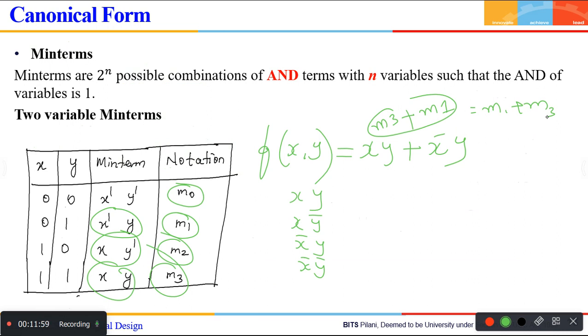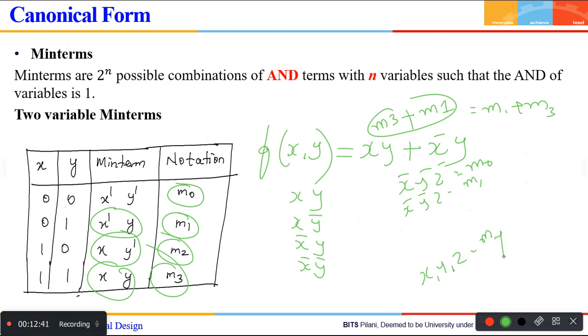It can be two variables or three variables. Can you tell me how many min terms will come for three variables? Eight. For four variables you will have 16. Understood? Does the order matter? Of course, it starts from m0 to m7. For three variables, x bar y bar z bar will be m0. Now see, 0 0 0, then 0 0 1 is your m1. Similarly, x y z is going to be your m7.